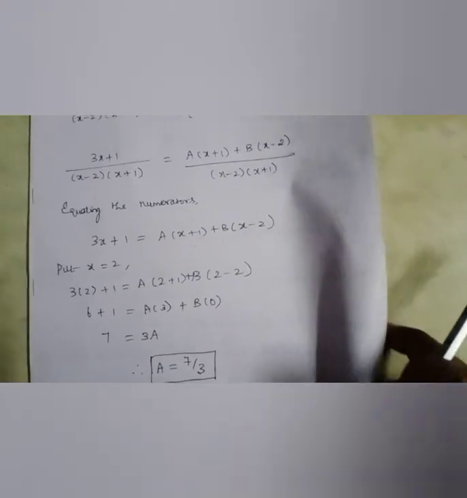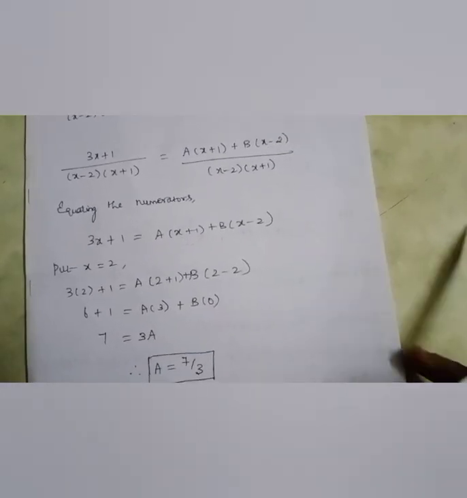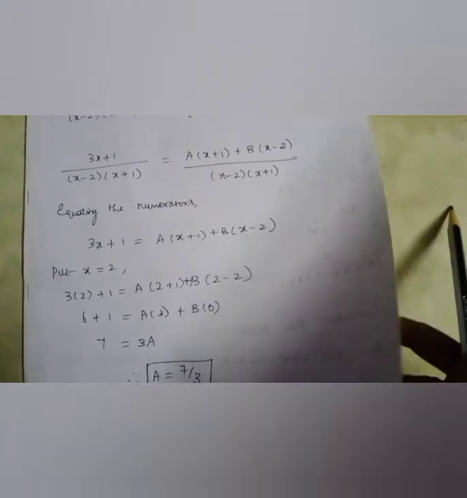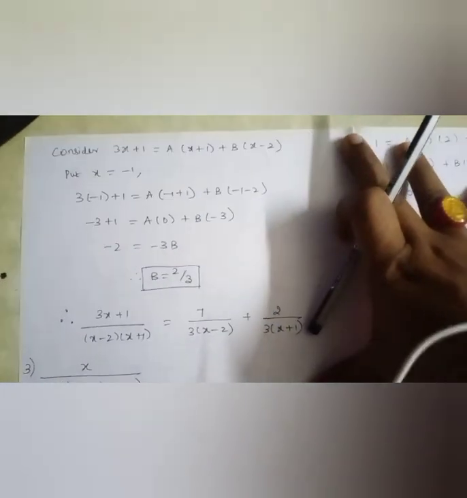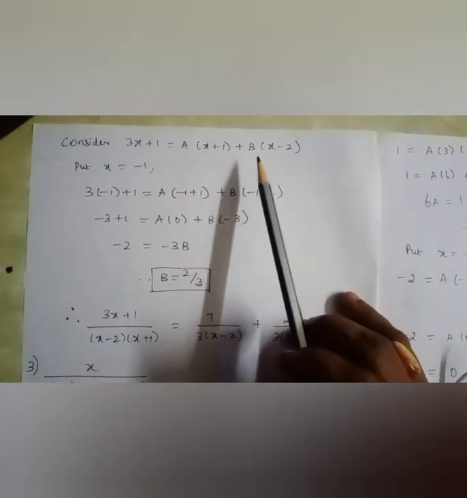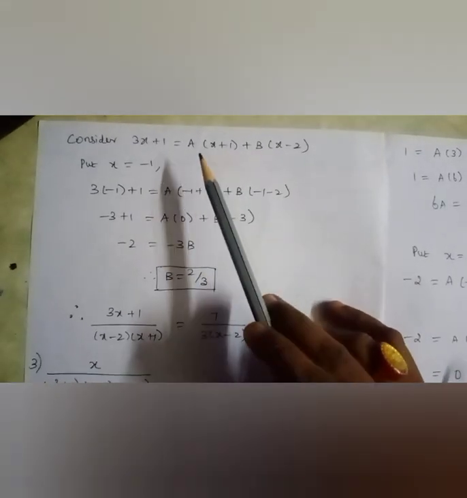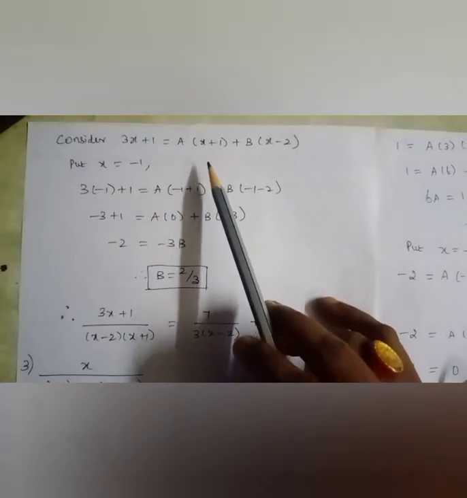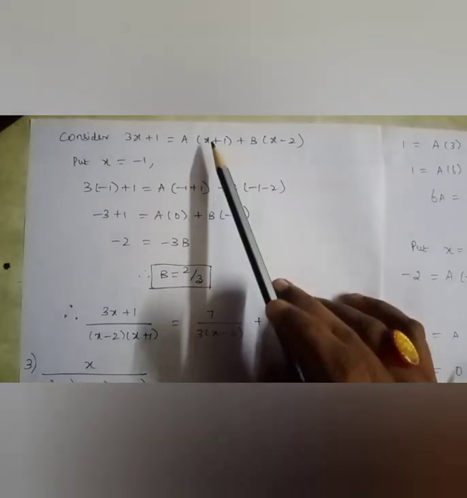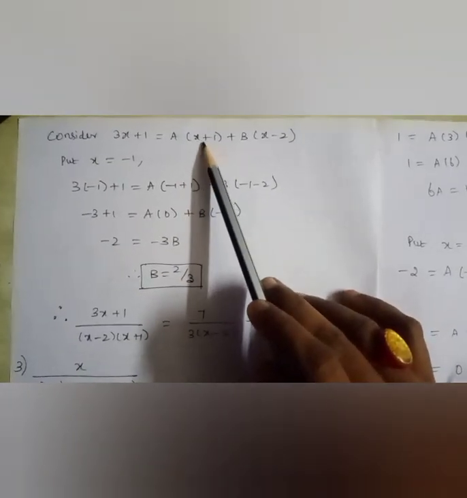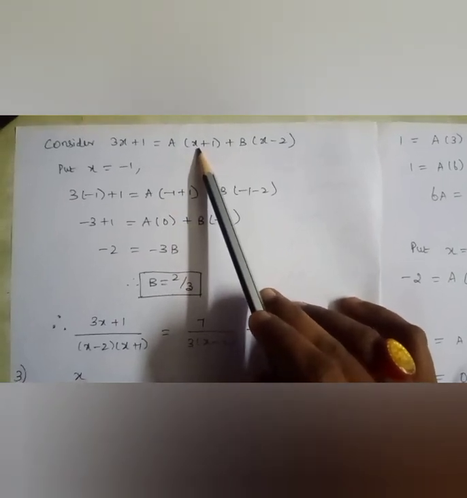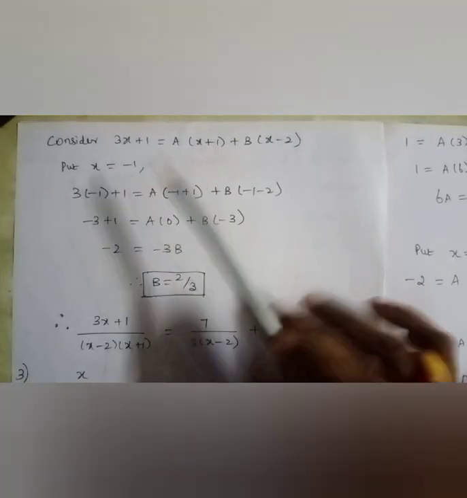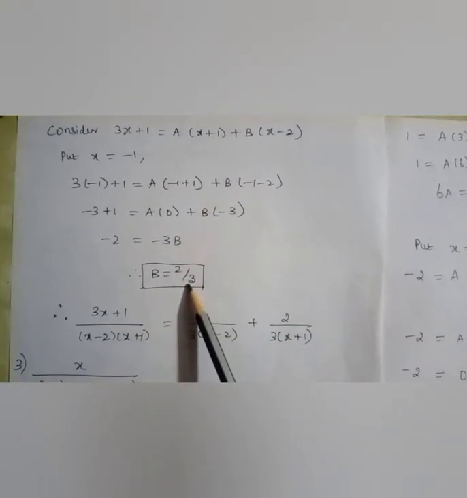After getting the value of a as 7 by 3, we are supposed to find the value of b. So what value do I have to substitute for x so that a will be eliminated? I have to take x as minus 1. So minus 1 plus 1, a will go off. So I will get the value of b to be 2 by 3.